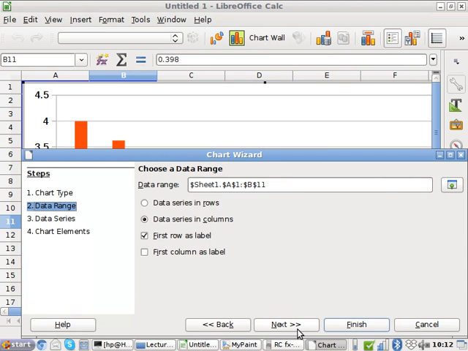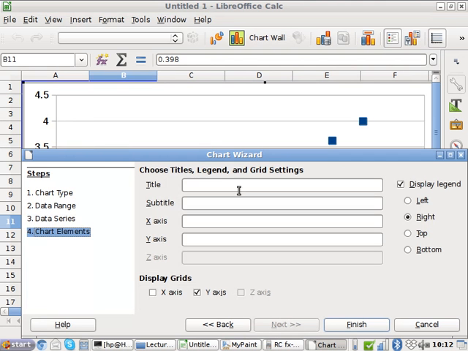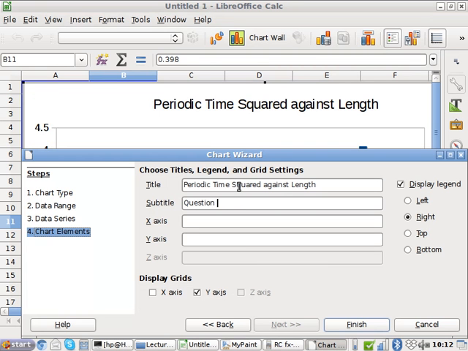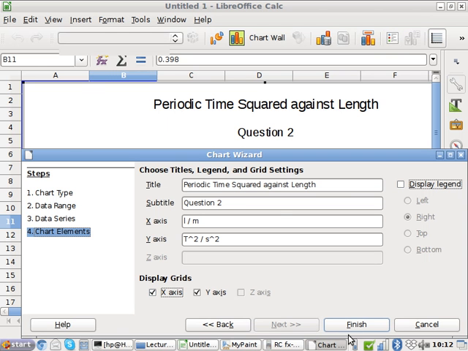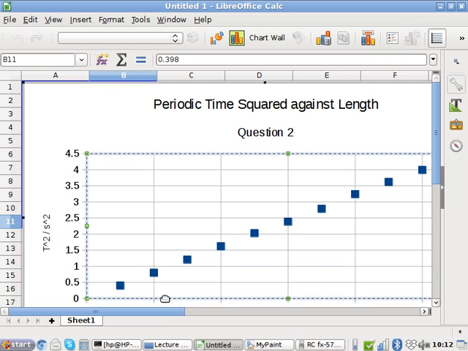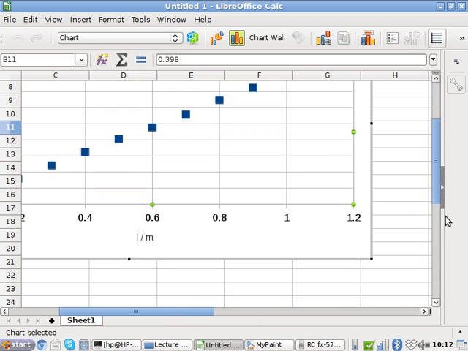Okay, now, this is everything you need for a full graph. You need a title. So what title do we have here? I'm going to say periodic time squared against length. And this is for question 2. And the x-axis is the length in meters, and the y-axis is the time squared in seconds squared. I don't want a legend, and I do want x and y. Nice. Okay, let me just shrink this down a bit.